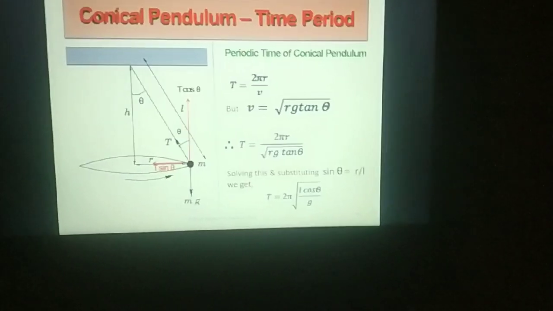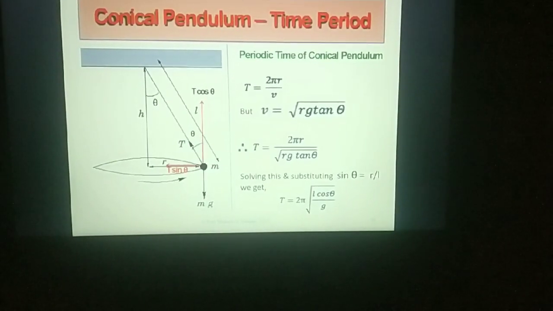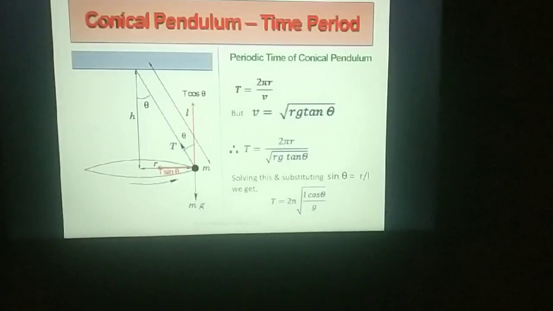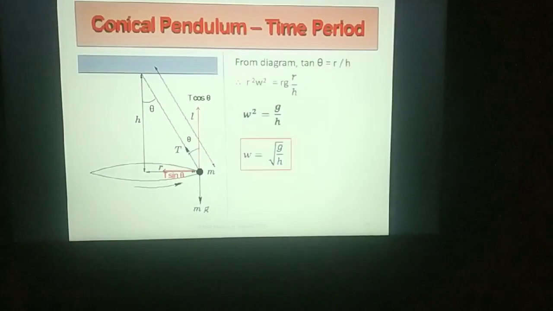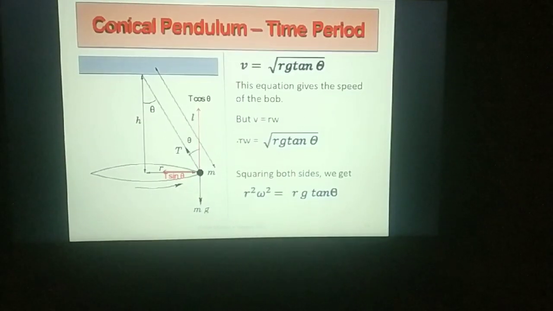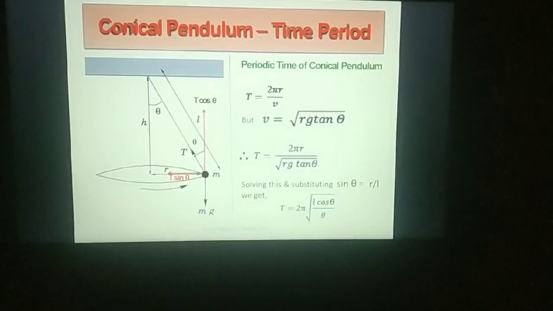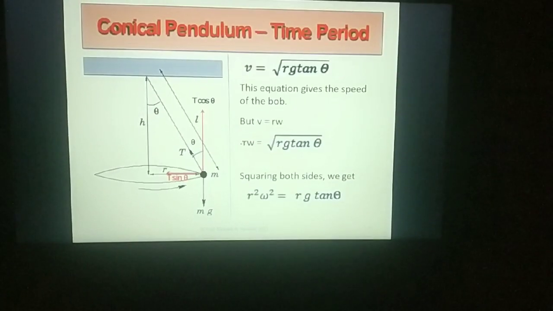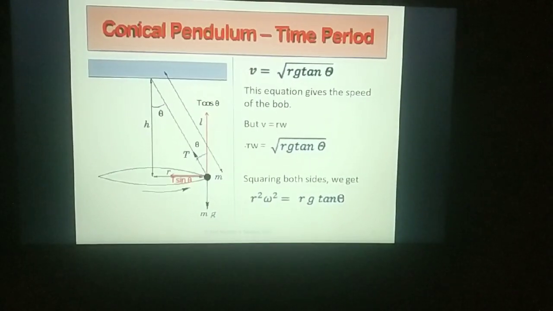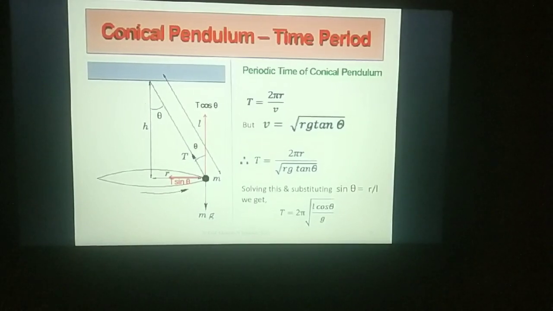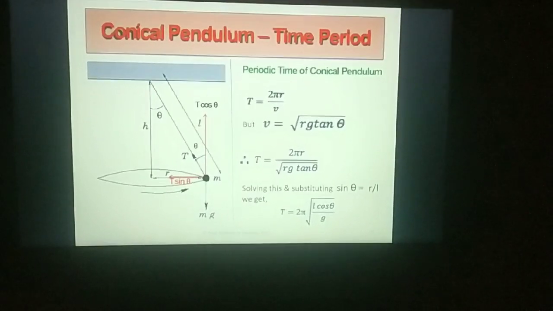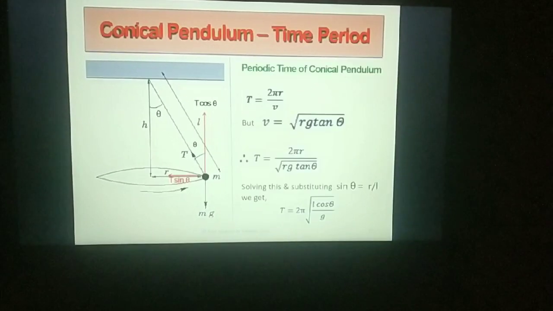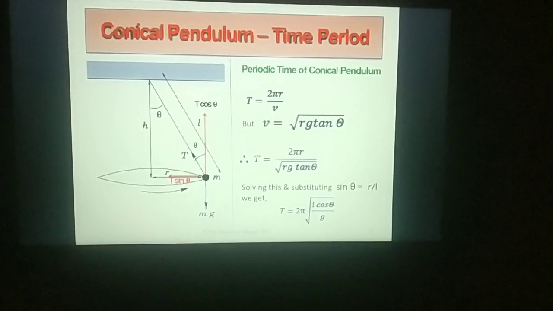So if the question is asked to derive the period of the conical pendulum, you will write your derivation up to here and you will delete all the equations related to omega and omega square. From the expression v equal to square root of rg tan theta, you will directly go to the formula T equal to 2 pi r upon v. So this is your final expression for the period of the conical pendulum.